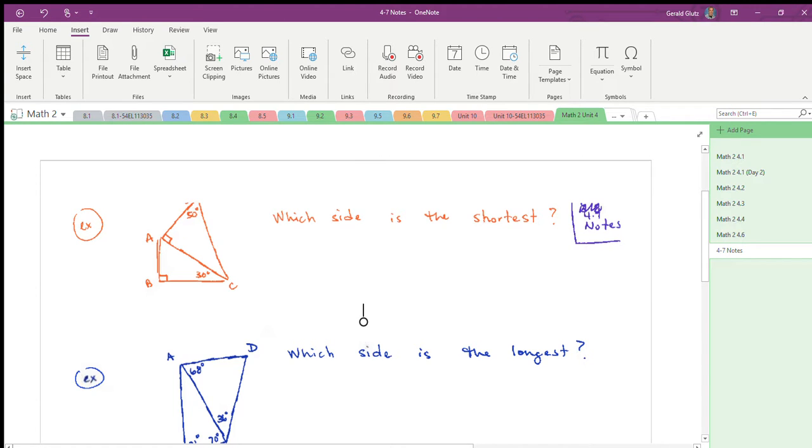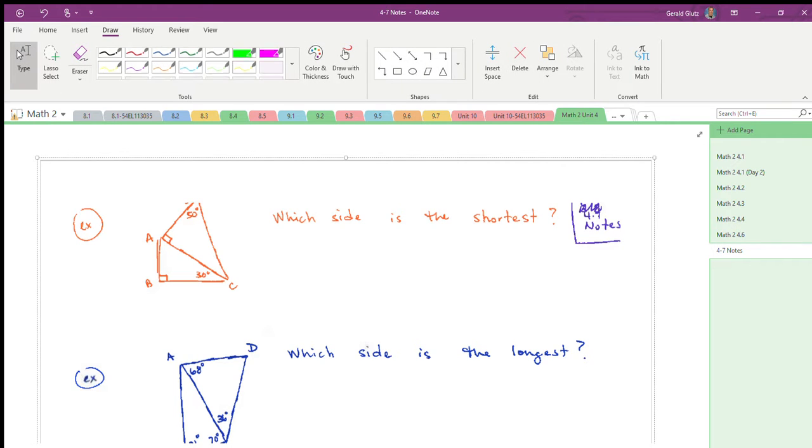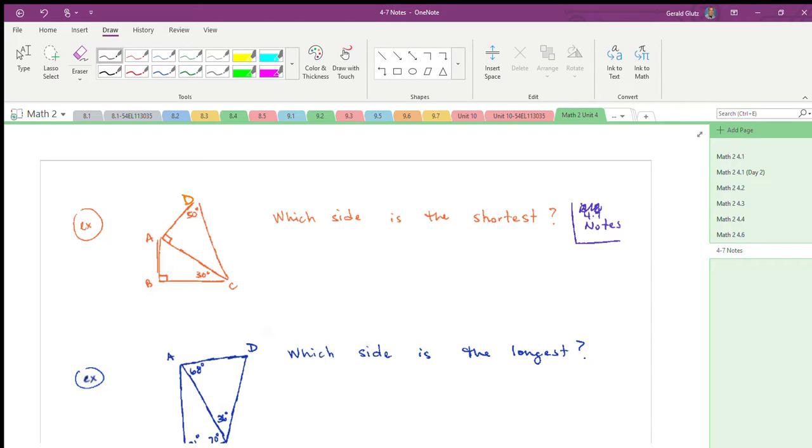So in this first one, by the way, this is supposed to be a D up here. It got cut off. So for this first one, we have to figure out which side is the shortest. Out of all these sides, which one is the shortest? In order to do that, we have to look at the 2 triangles that we have here.